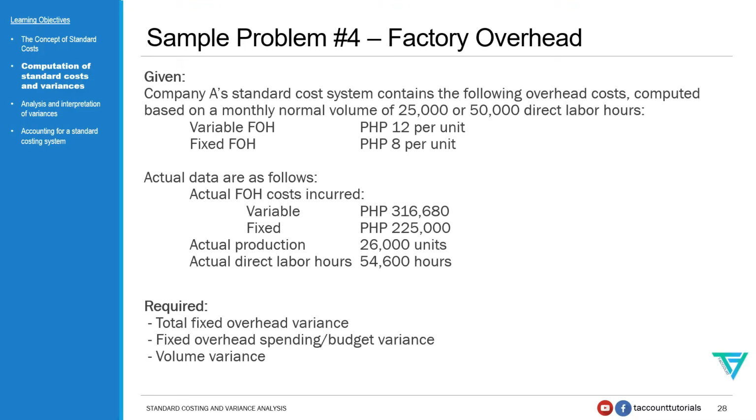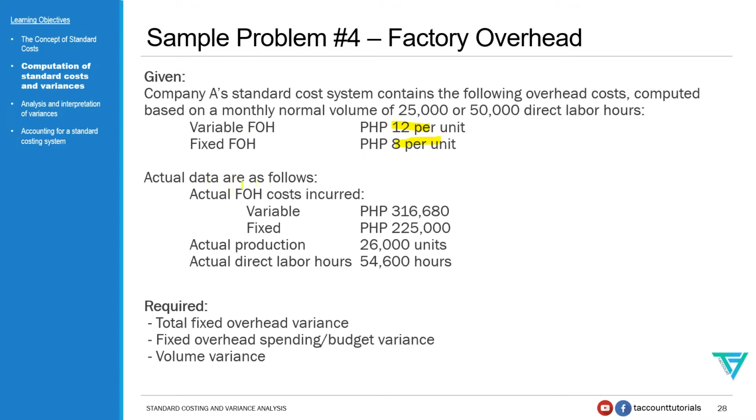All right, so to provide more context or more details on the computation for factory overhead variances, we have another sample problem here wherein I believe we are only focusing on total fixed factory overhead variances. The given company's standard cost system contains the following overhead costs computed based on a monthly normal volume of 25,000 units, or 50,000 direct labor hours. Variable factory overhead is 12 per unit, whereas fixed factory overhead is 8 per unit.